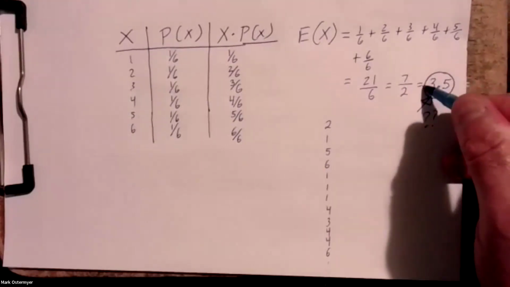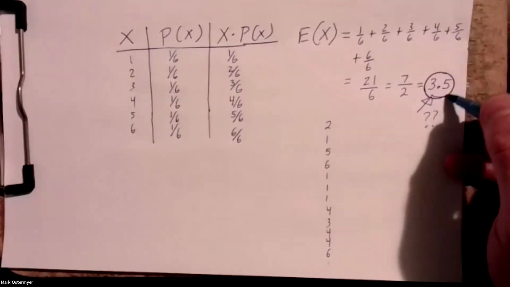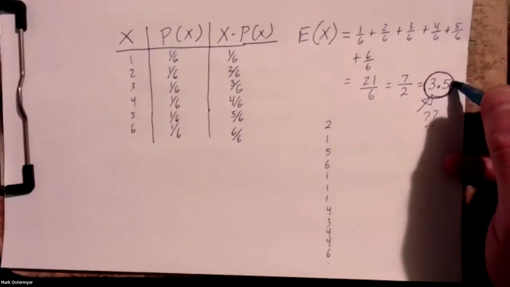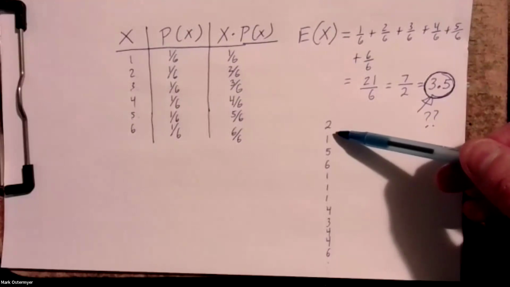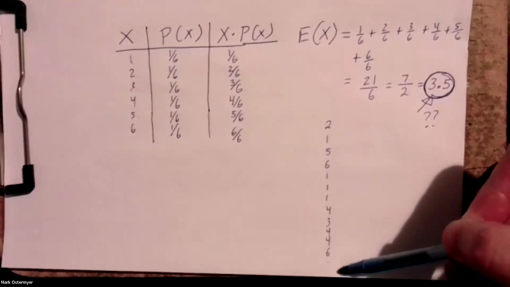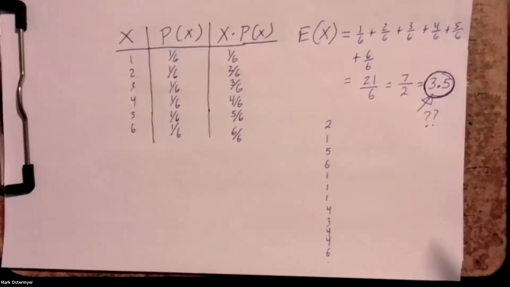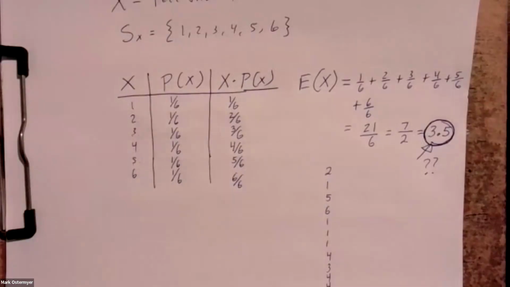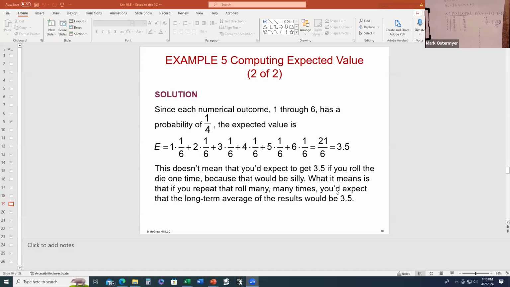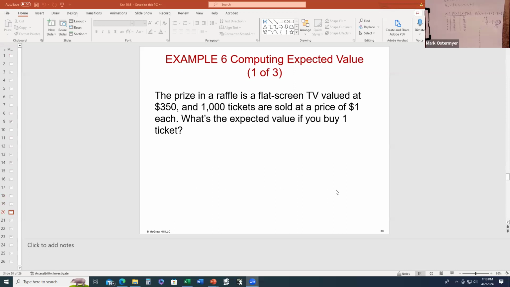This is an average, ladies and gentlemen. It's not actually an outcome that could occur on any roll of this die. It's the average that you would expect after you roll this die many, many times. That's an average. Ready? It's an average. So that would be the expected value of this random variable over rolling this die over many, many trials. Yeah, 3.5.